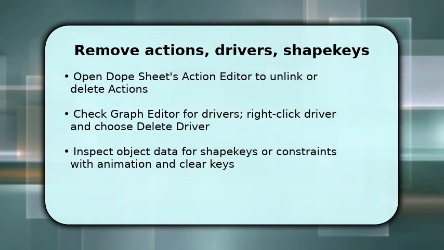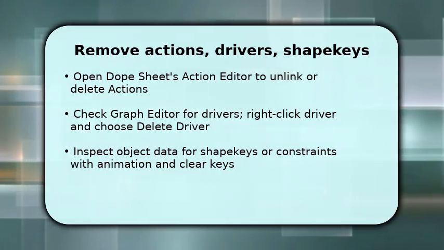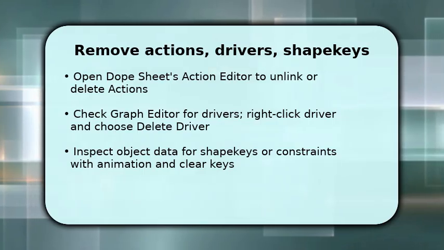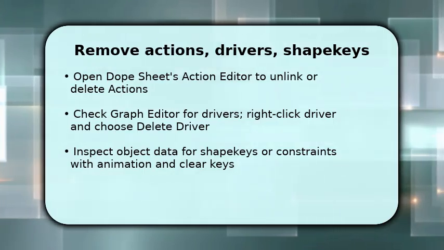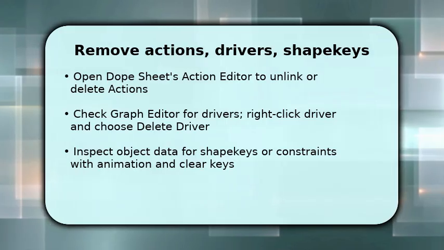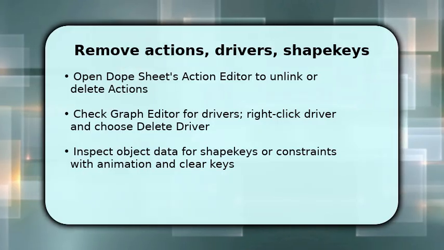Open the Dope Sheet's action editor and press the X next to the action name to unlink it. If the action still exists in Blender's data, delete it from the outliner orphan data later. Next, look in the graph editor for drivers, right-click a driven channel, and delete the driver to stop procedural changes.